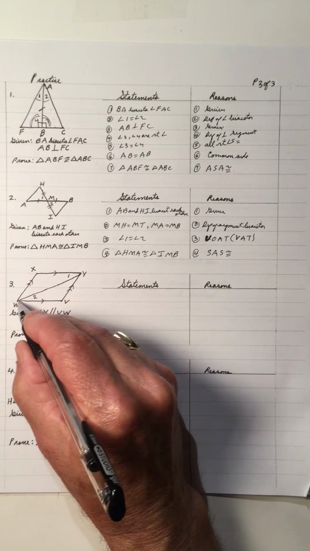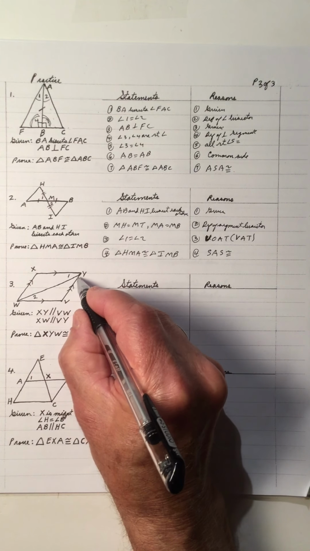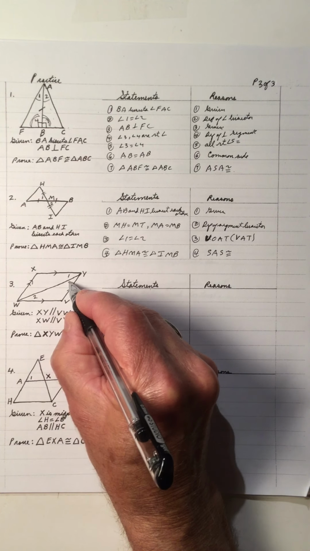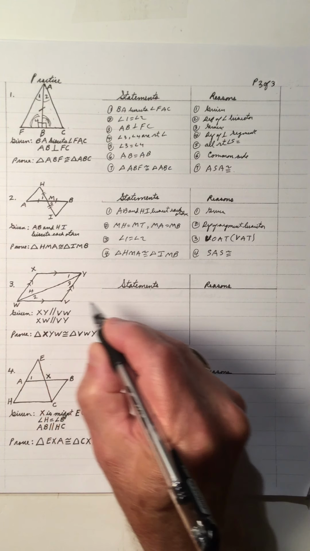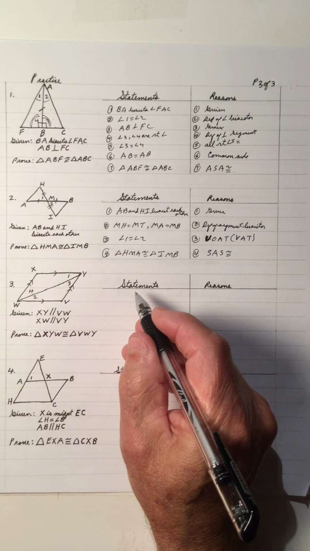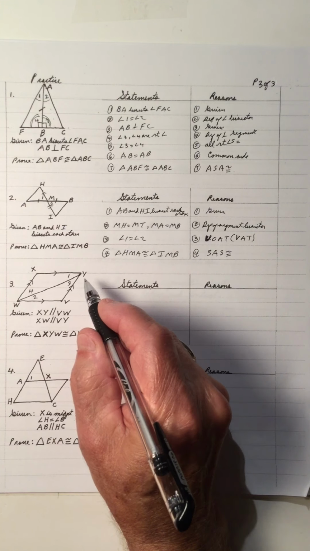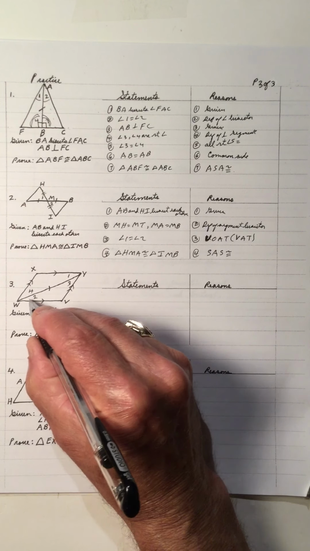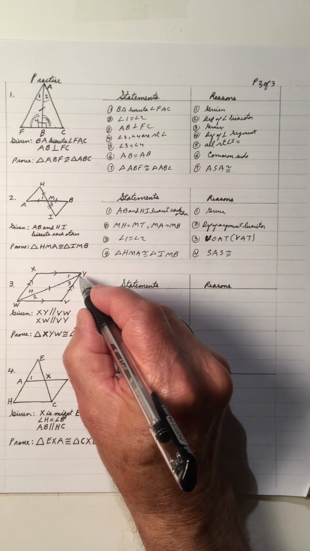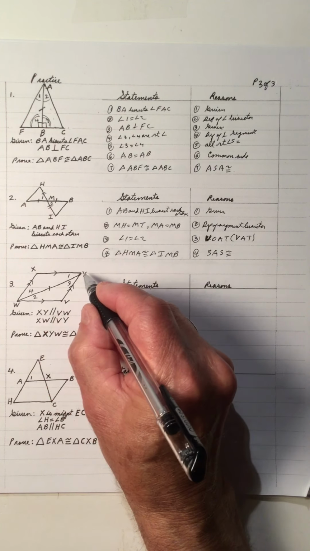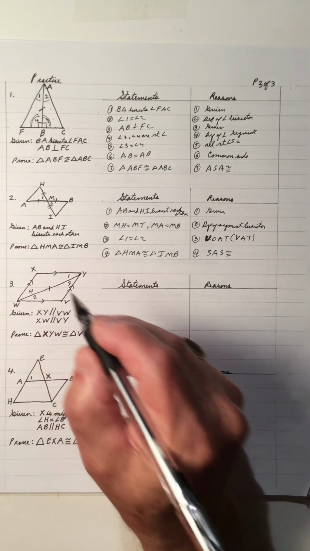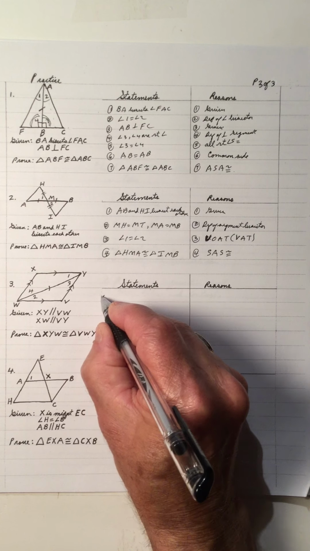Because these lines are parallel, then angle 1 is going to equal angle 2. Alternate Z, alternate interior angles. Because these 2 lines are parallel, then this angle is going to equal this one by alternate interior. So I have 2 angles. So I got to get a side. Oh, this side, WY equals YW, because it's a common side. So the triangles are going to be congruent by angle, side, angle. So let's do the proof.